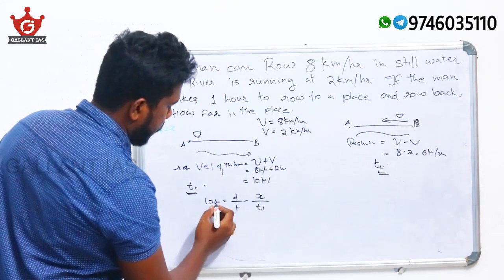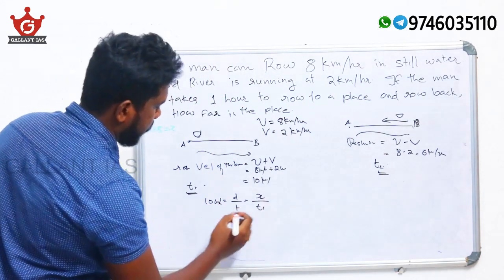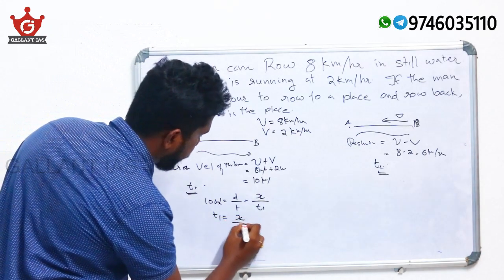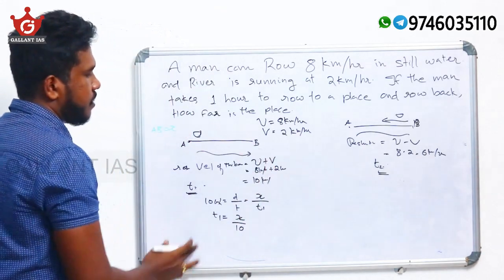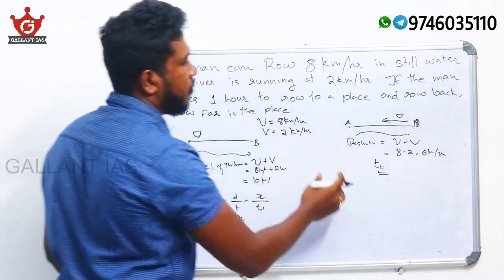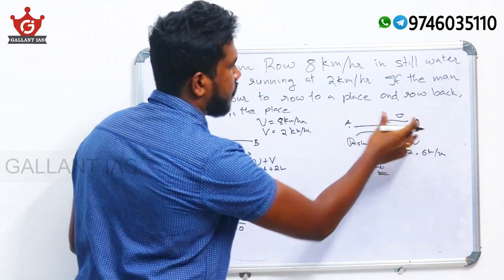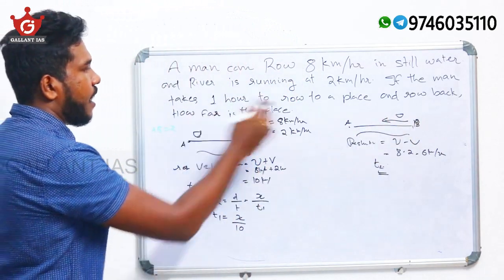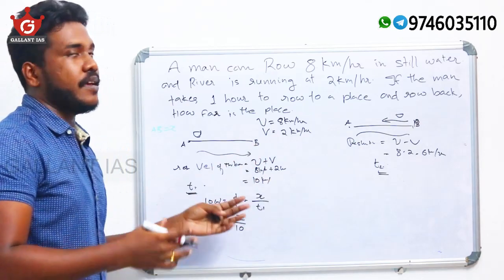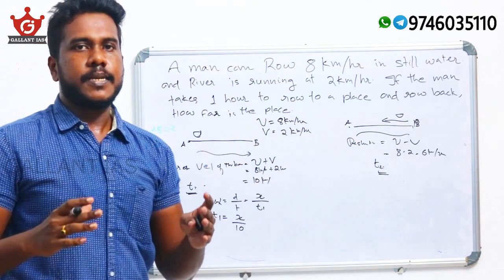So 10 km per hour is equal to x by T1. From that, T1 is equal to x by 10. Similarly, we assumed that T2 is the time taken by the boat to travel from B to A, and the distance between A and B is the same as the distance between B and A, the distance is not changing.